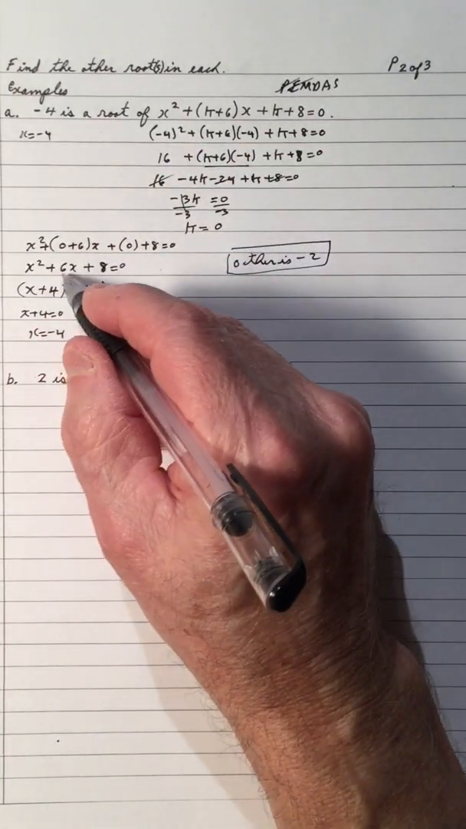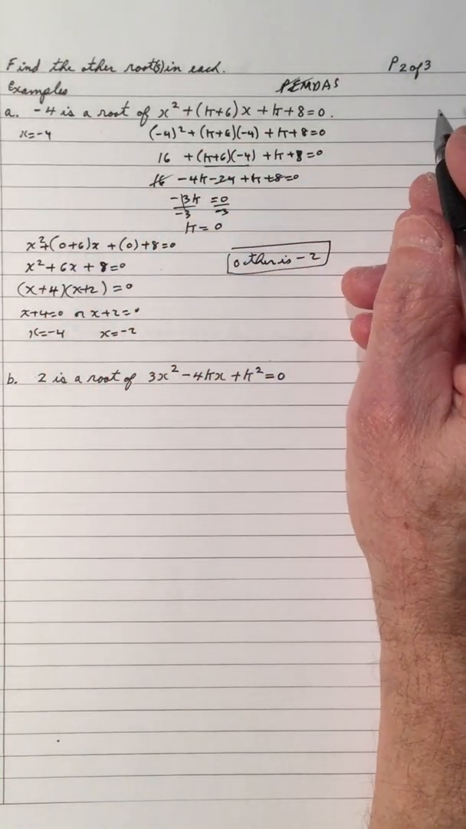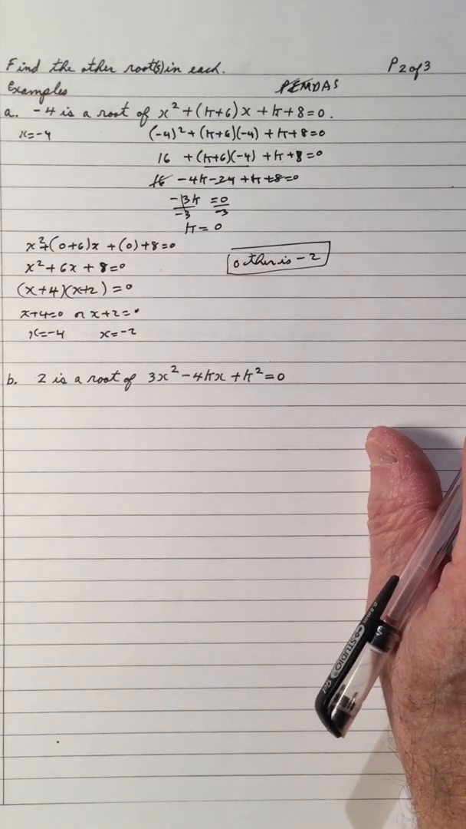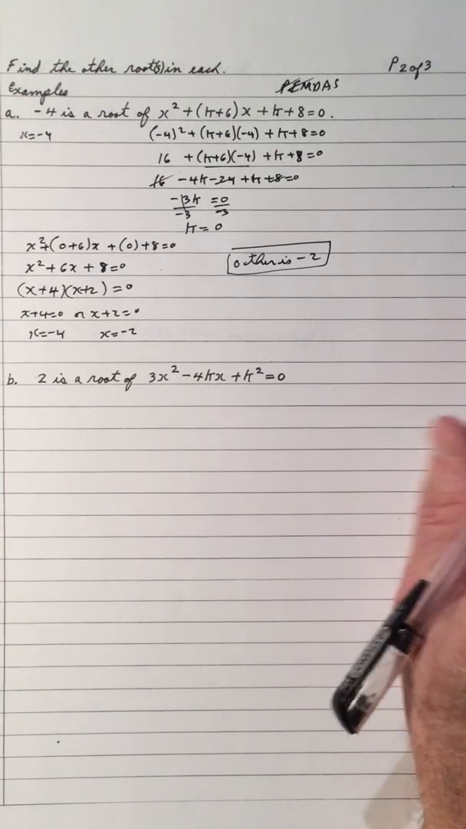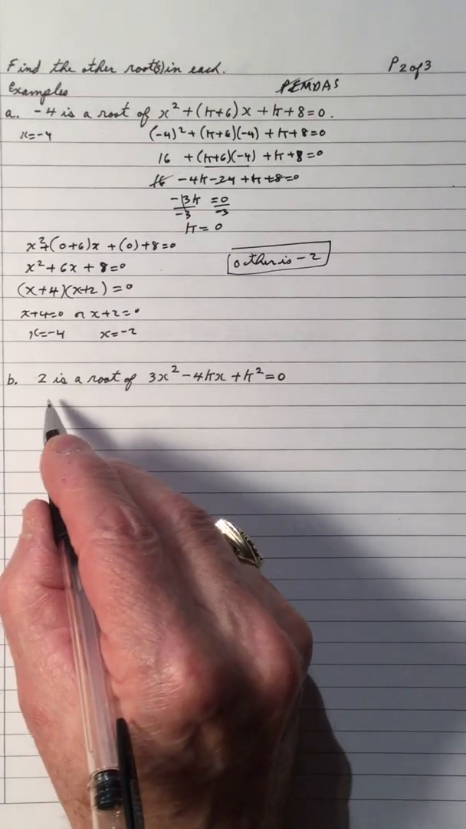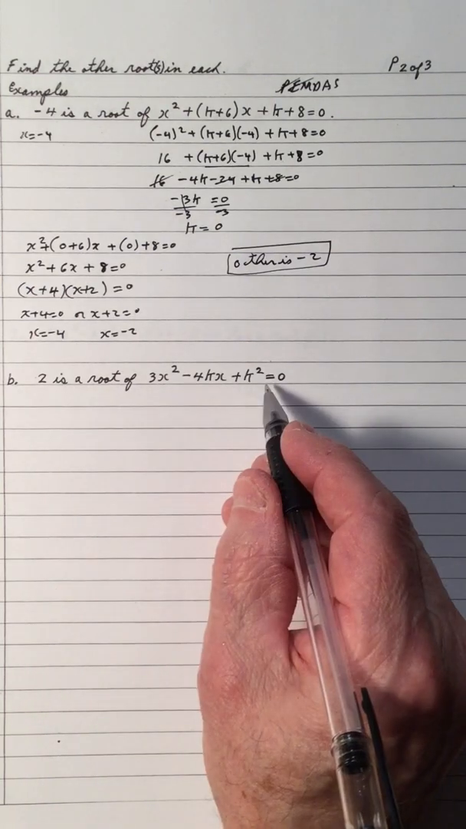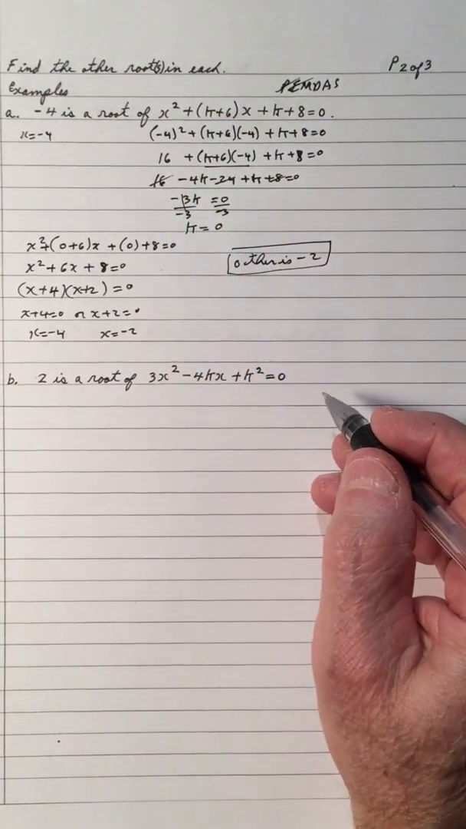So notice I plug the root in to get the k. Then I plug the k in to work out the other roots. So just a little bit of extra work, but again, a bit more math, different questions all the time, always helping you think. B, 2 is the root of this equation. If 2 is a root, find the other root or roots.